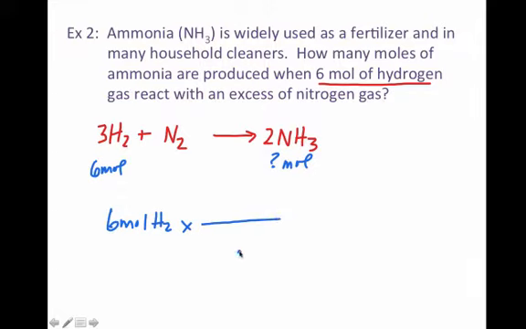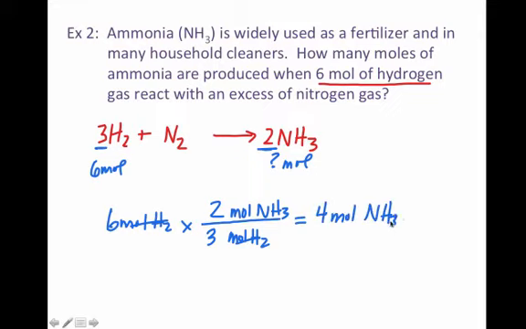I'm going to set up my mole ratio. I'm going to put moles of hydrogen gas on the bottom and moles of ammonia on the top. The hydrogen gas goes on the bottom to cancel out. The ammonia goes on the top because that's what we're looking for. I'm going to go back to the balanced equation and look at the coefficients. I see that for every 3 moles of hydrogen gas that react, I can make 2 moles of ammonia. So the 3 comes from here and the 2 from here. I'm going to cancel my units. 6 times 2 is 12, divided by 3 is 4 moles of ammonia.